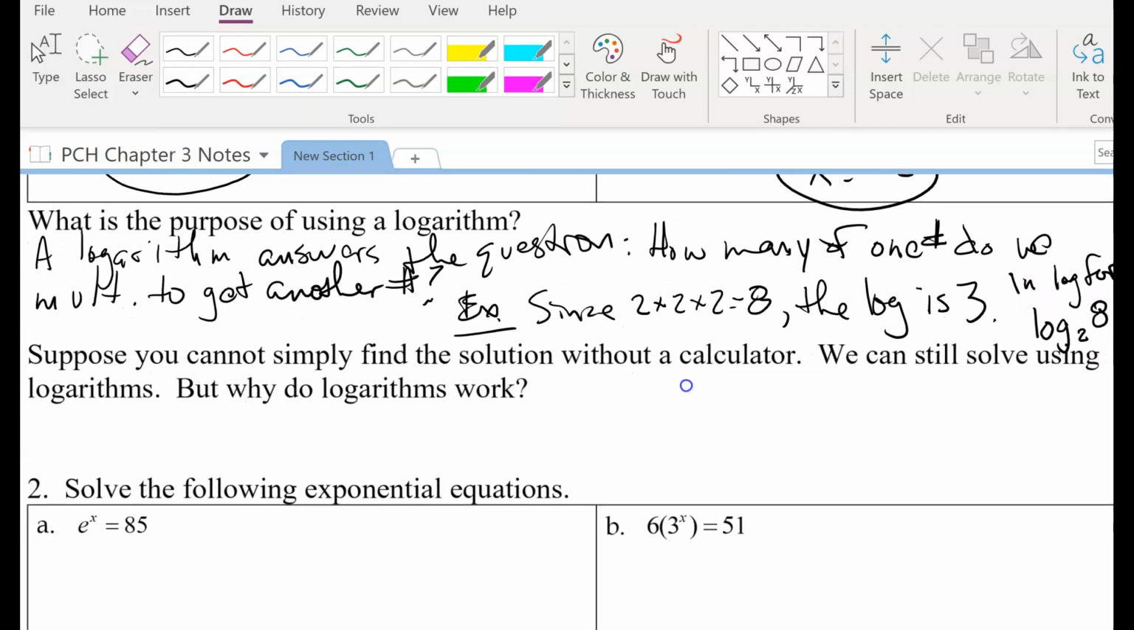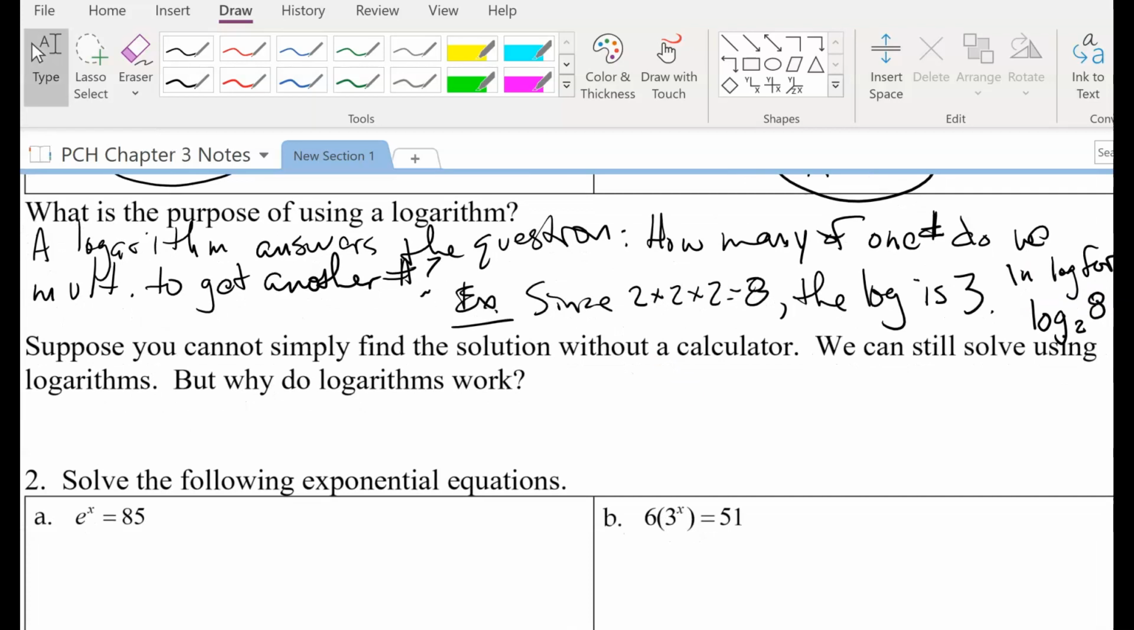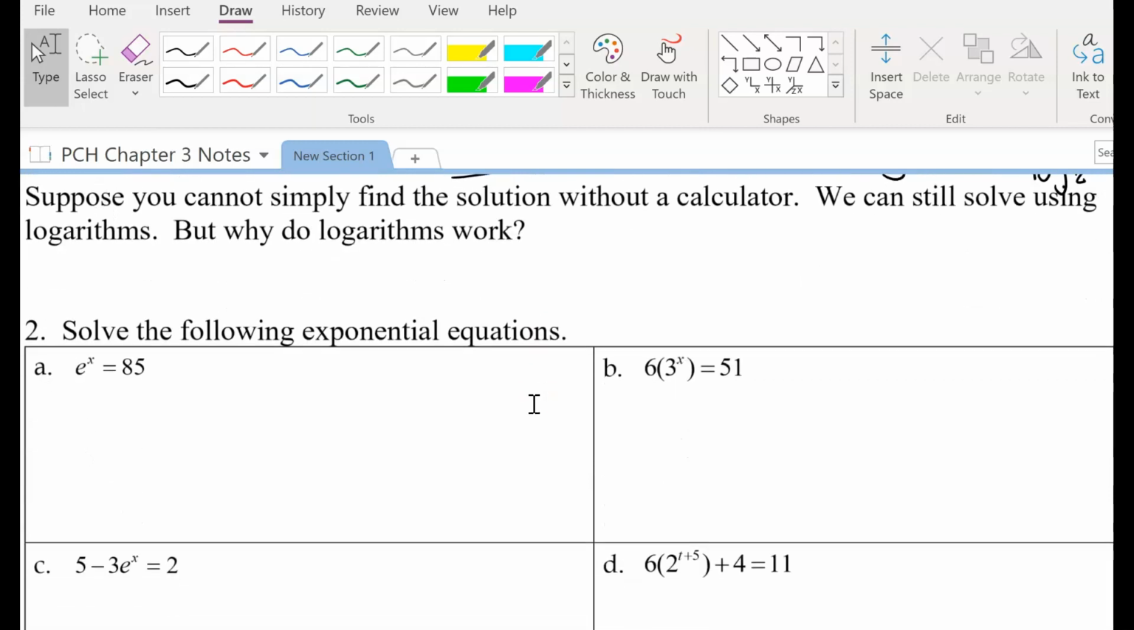Alright. So suppose you cannot simply find the solution without a calculator. We can still solve using logarithms. Alright, so let's take a look at some more examples.